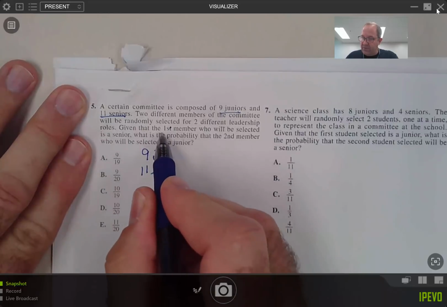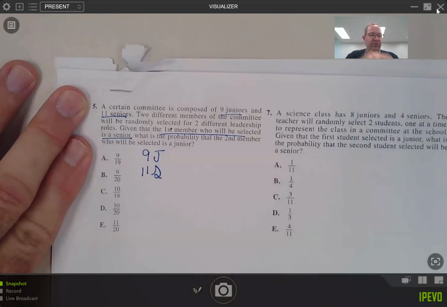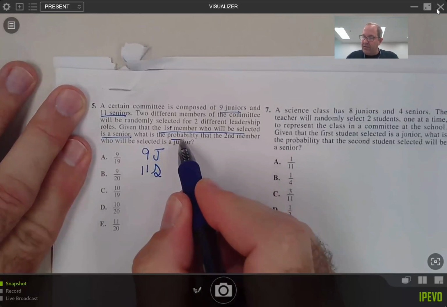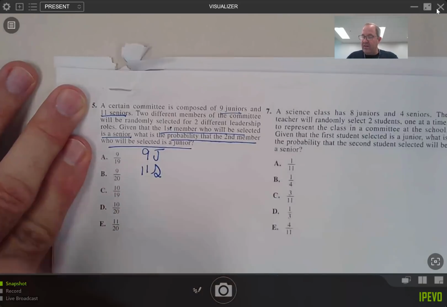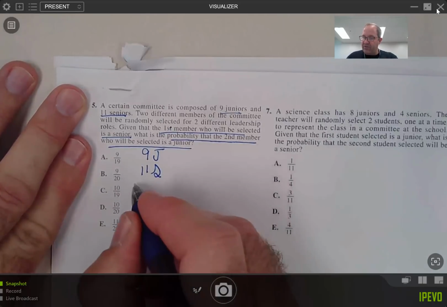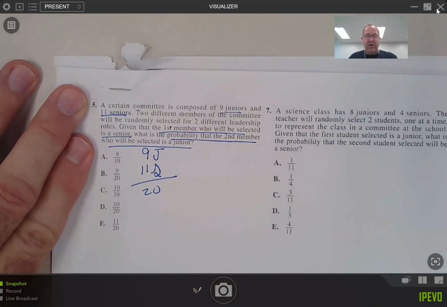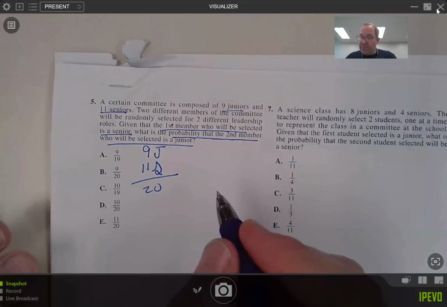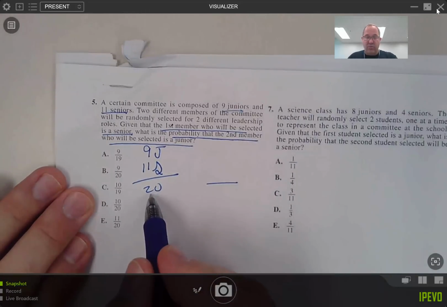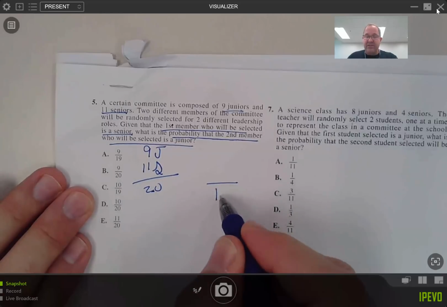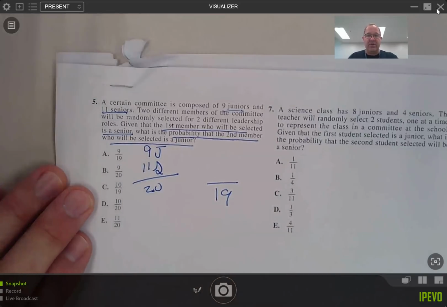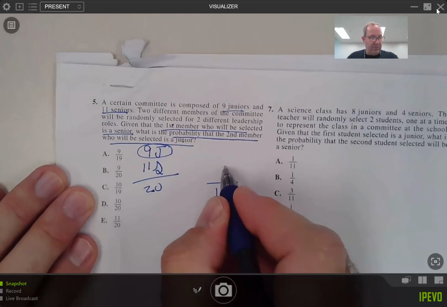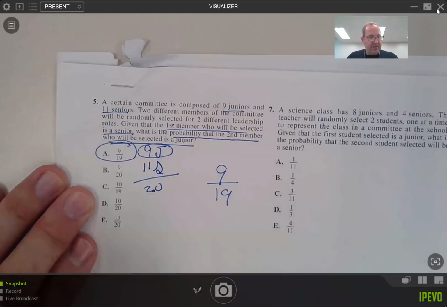Given that the first member who will be selected is a senior, so the first person they're picking is a senior. They've already picked someone, it's a senior. What's the probability that the second member chosen is a junior? Well, right now there's 20 people in the club, right? We're trying to figure out the probability of picking a junior if they've already picked a senior. If they've already picked someone, there's not going to be 20 people. There's only going to be 19 to choose from because they've picked someone to go first. Well, probability you're a junior, there's 9 juniors. So 9 over 19. There we go.